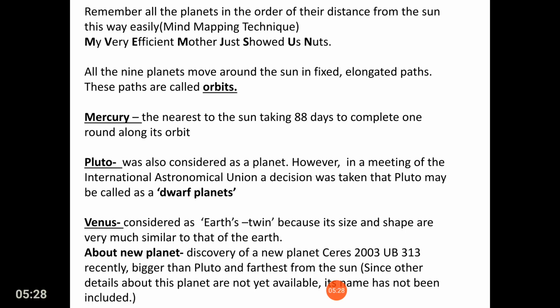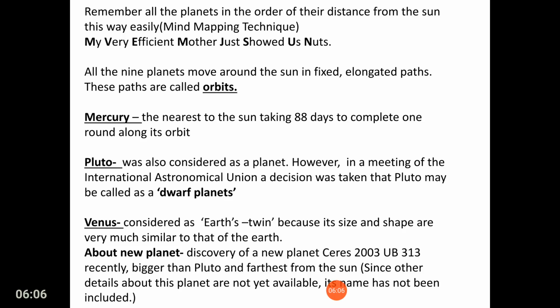Now, the initial letters of each and every word in the sentence, you have to just pick up. For example, M from my stands for Mercury, V from very stands for Venus, then it goes for Earth, then Mars, then Jupiter, then Saturn, then Uranus, and then Neptune. Yes, and you are done with all the 8 planets and the sequence of the 8 planets, that is the location of all the 8 planets from the Sun, okay. Orbits, as I told you, are a fixed and elongated path along which all the 8 planets move.